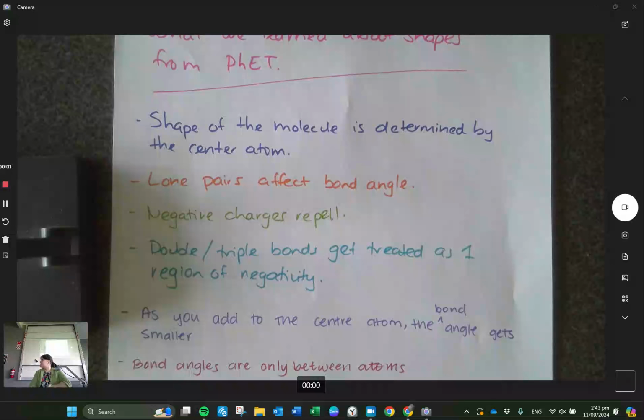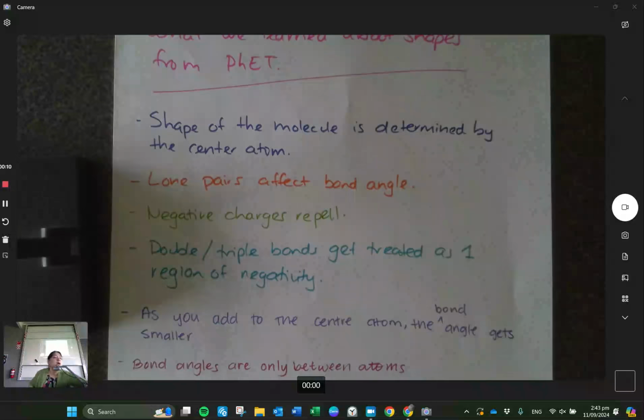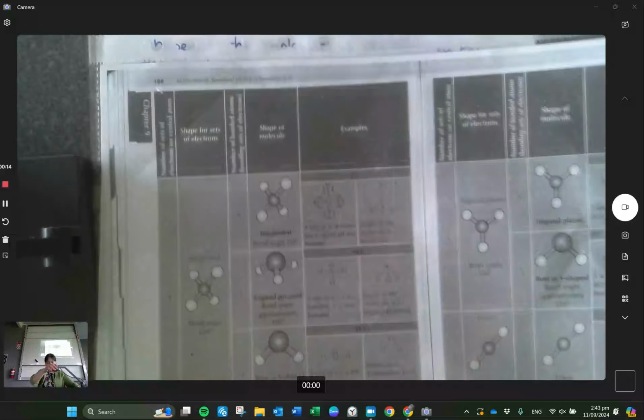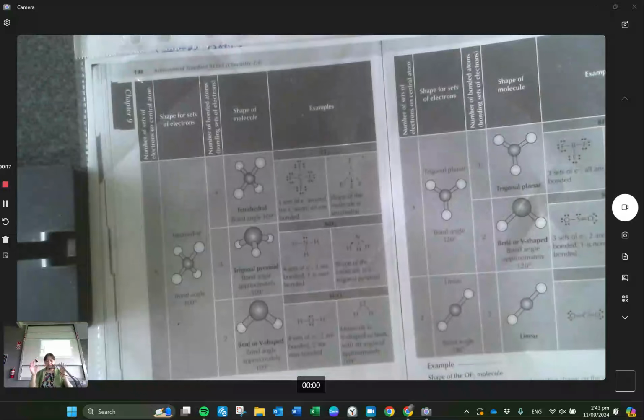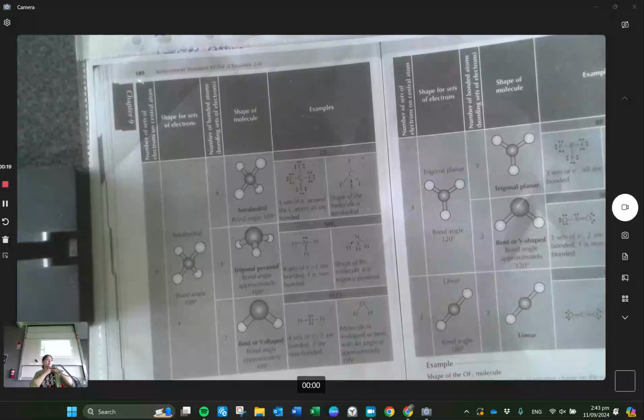Okay, team. So these are the various things that you've discovered about the shapes using the PhET simulation. I've also passed out this summary table that I got from the ESA textbook. This is honestly the best summary table that I've seen.